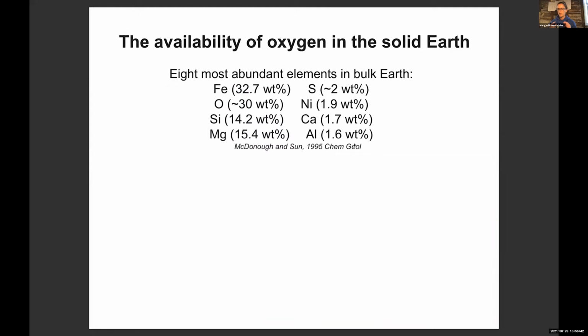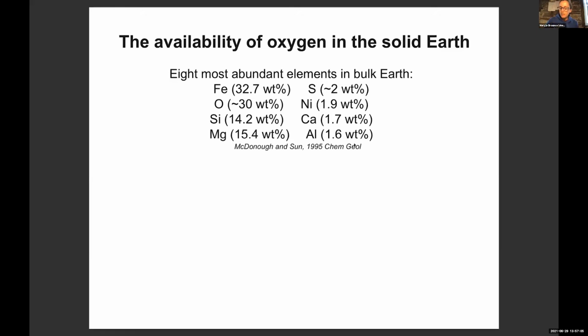And I just wanted to take a minute at the very beginning to make sure we're all on the same page and we understand what we're talking about when we say the availability of oxygen. So this is a list of the 8 most abundant elements in the bulk Earth. You see that oxygen is on this list and it's really high on the list. And this is a really important point. There's an enormous amount of oxygen bound in the solid Earth and in the solid rocky planets of our solar system everywhere.